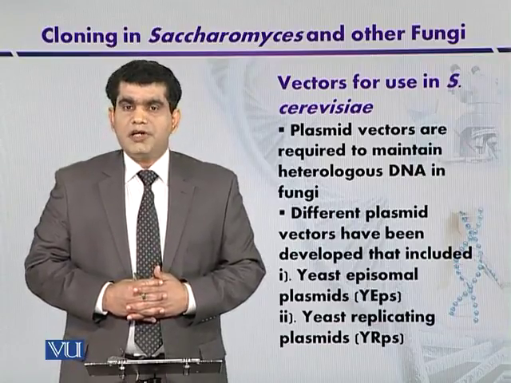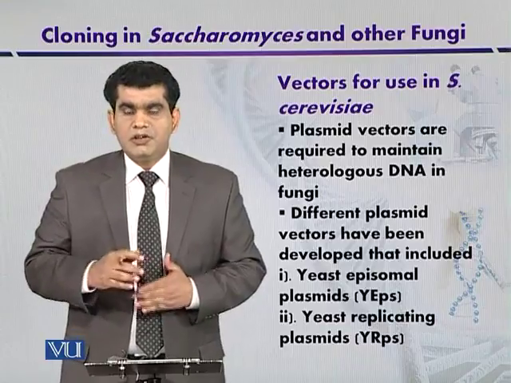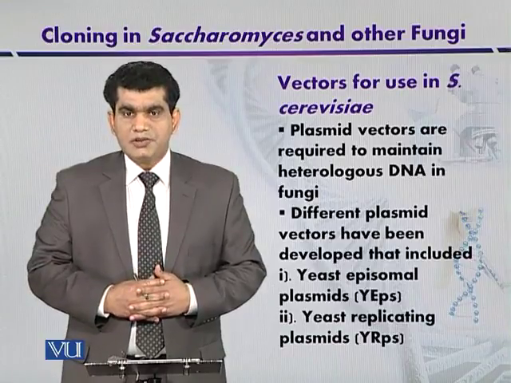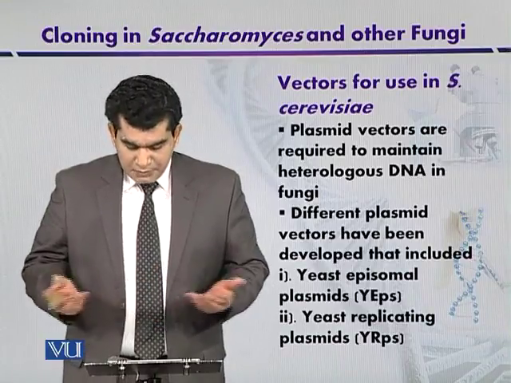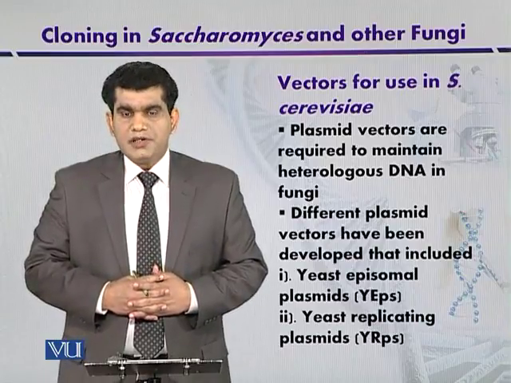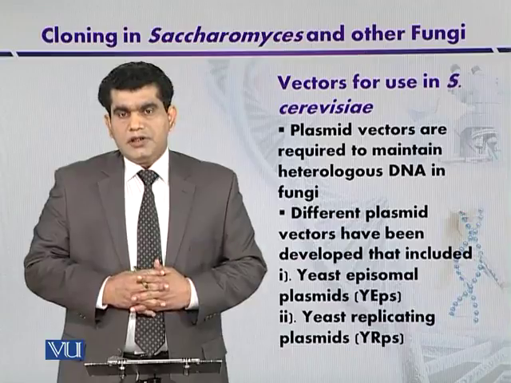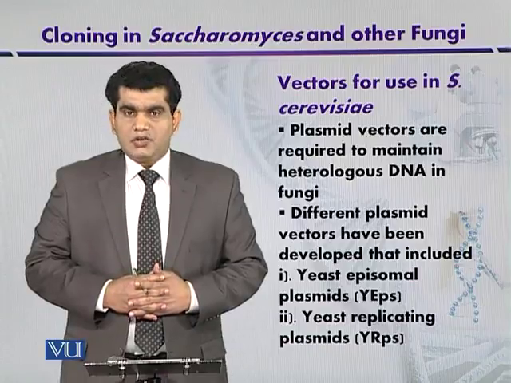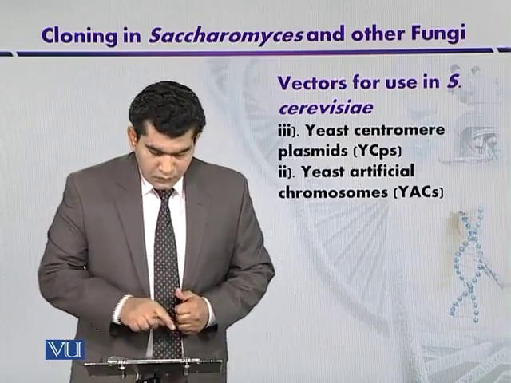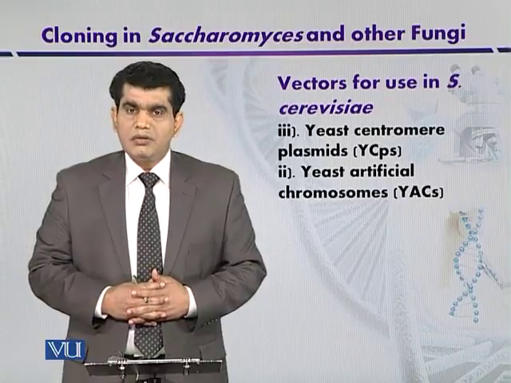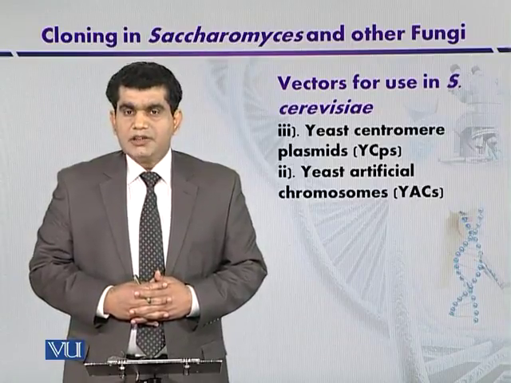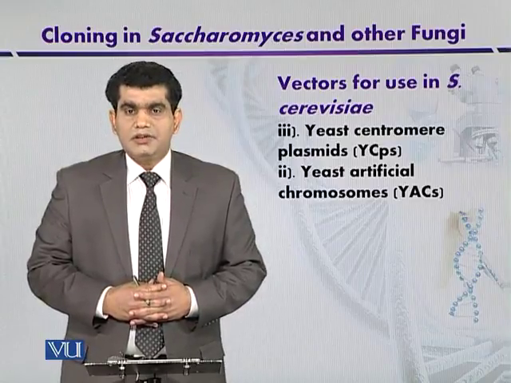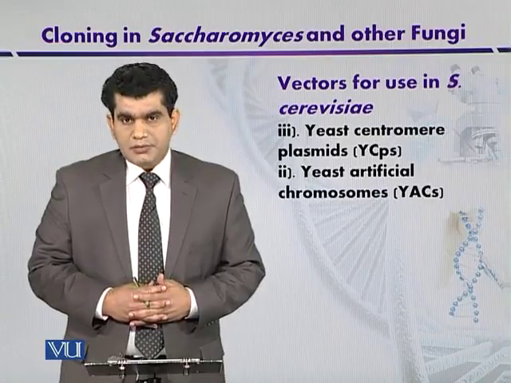And here, a variety of plasmids are available for this purpose, but we can quote a few examples. Like yeast episomal plasmids, we can simply abbreviate them as YEPs. In addition to that, yeast replicating plasmids or YRPs can also be used. But the most suitable one for cloning in yeast is the next type, that is YCPs, which can be simply called yeast centromere plasmids.